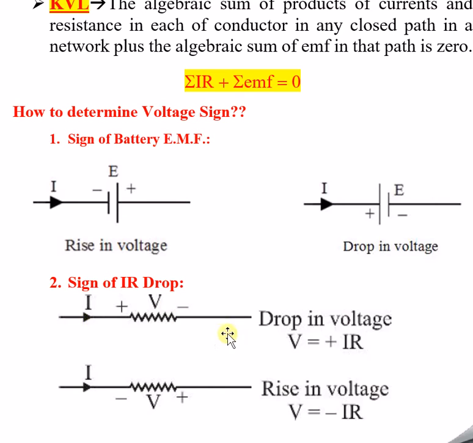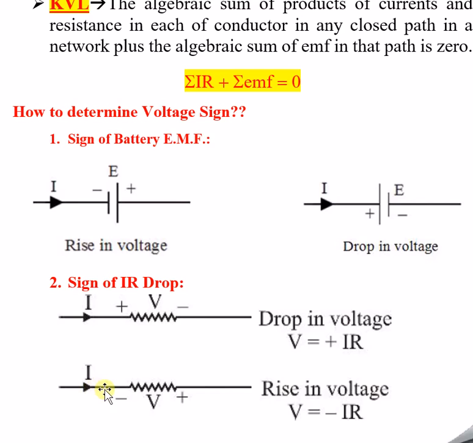So see, consider this particular resistor component in which current I is flowing, and here are the positive and negative signs of the voltage. Now since the current is moving towards the positive sign, actually it has to move from positive to negative, but the current is moving towards positive. Consider this scenario, then what will happen? Drop in voltage. That is plus IR.